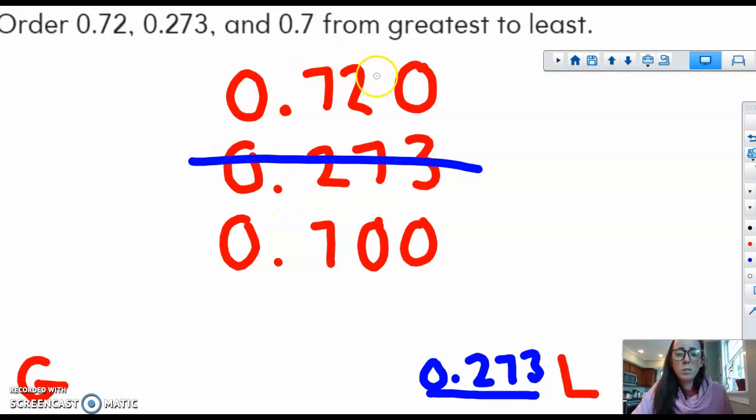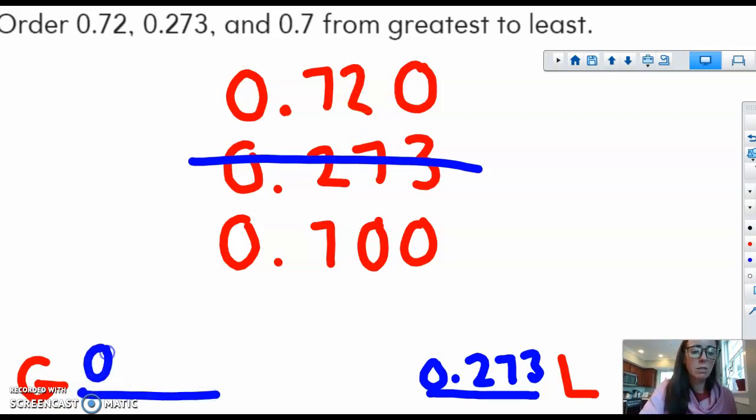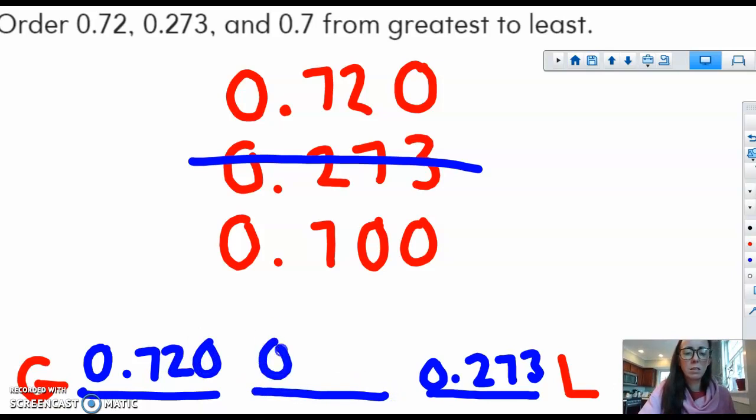So now I'm going to move into my hundredths. In my first decimal, I have 2 hundredths. This decimal here, I have 0 hundredths. I know that this is the greatest decimal because of that too. So I'm going to set that up. 0 and 720 thousandths, and then 0 and 700 thousandths.